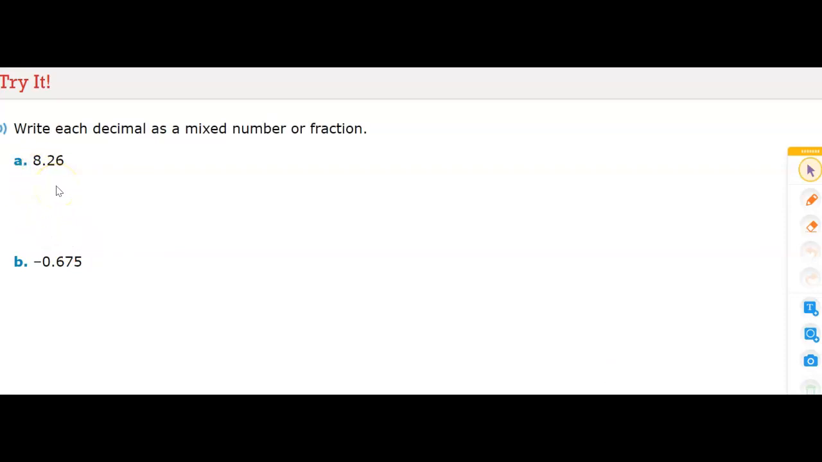So we need to write these decimals as a mixed number or fraction. So let's do that. So this will be 8 as the whole number, 26 hundredths. And then we simplify. So that would be, let's see, 2 can go into both. So we'll have 8 and then 13 over 50.